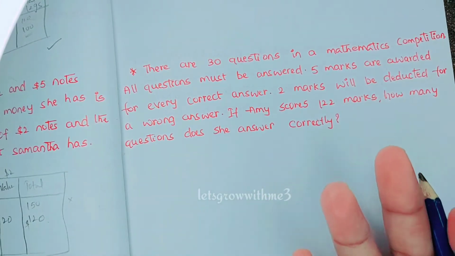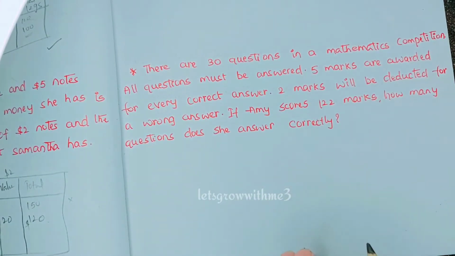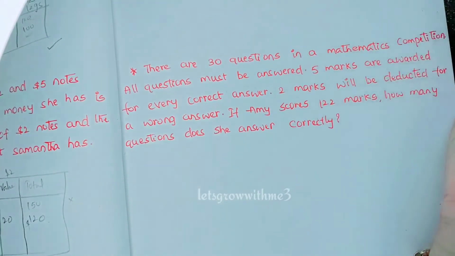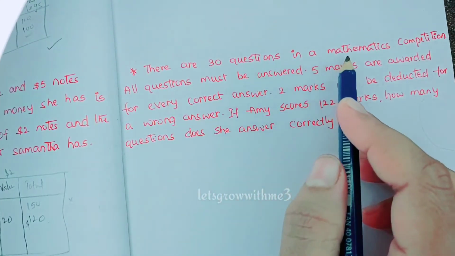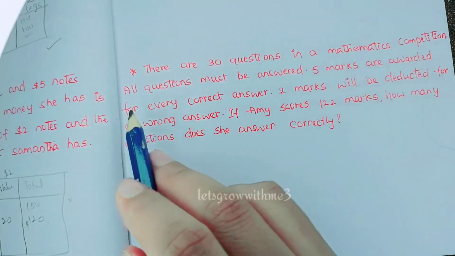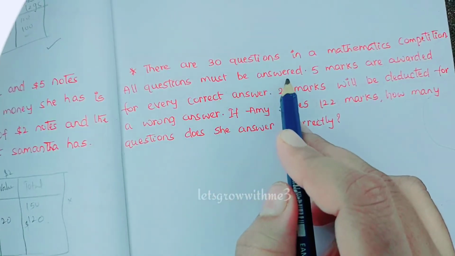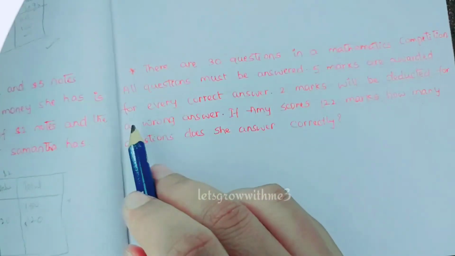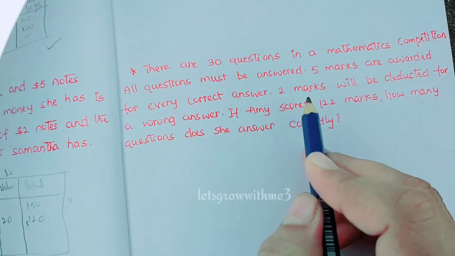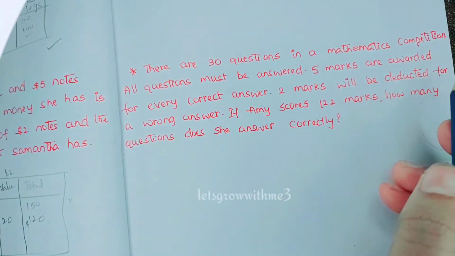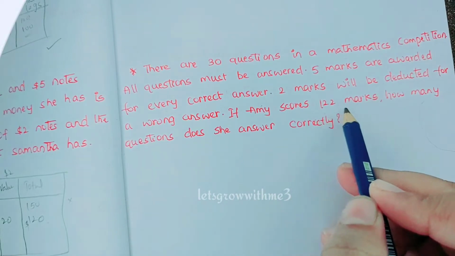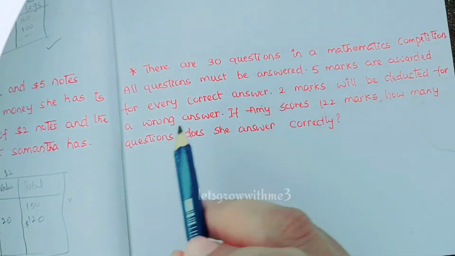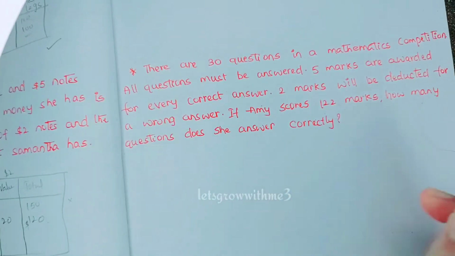So let's see, there are 30 questions in a mathematics competition. All questions must be answered. 5 marks are awarded for every correct answer, and 2 marks will be deducted for every wrong answer. If Amy scores 122 marks, how many questions does she answer correctly?